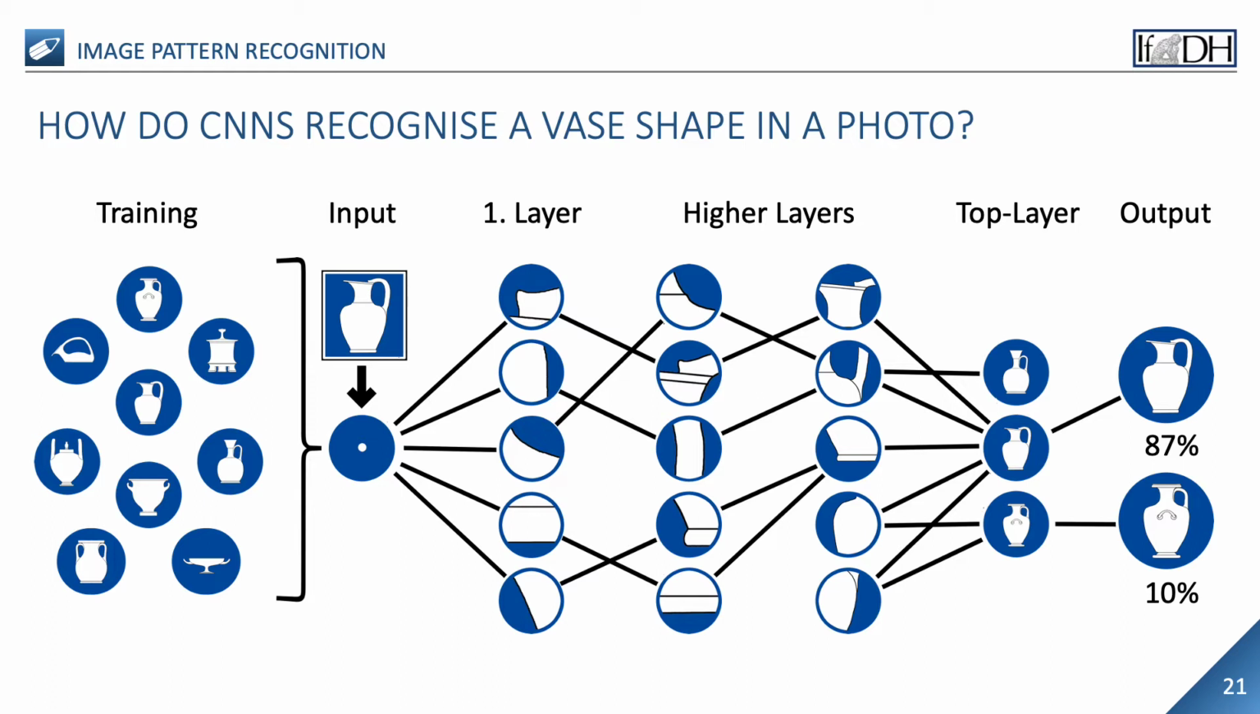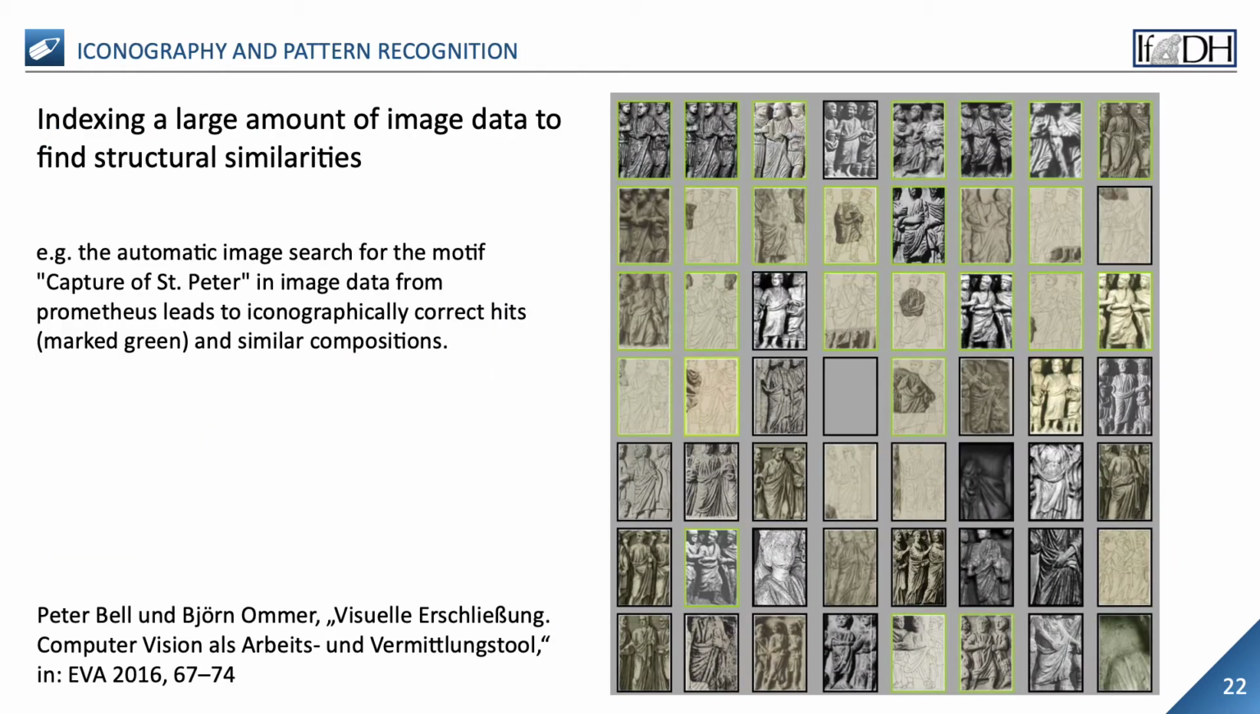Networks trained on a large basis are very reliable and now achieve an error rate of less than 3%. Computational neural networks are therefore extremely useful for searching for similarities in large amounts of data. However, we do not know what exactly happens in the different layers, and also the results are only probability values, not definite determinations. Automatic pattern recognition helps to index a large amount of image data and find structural similarities.